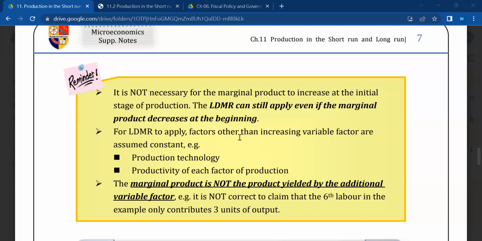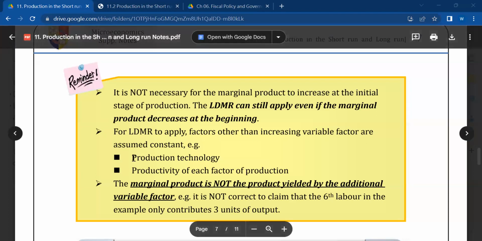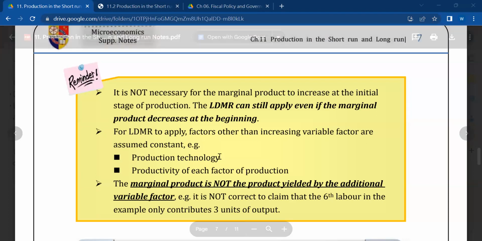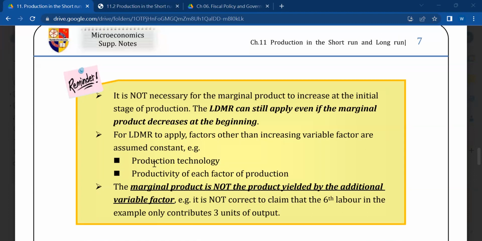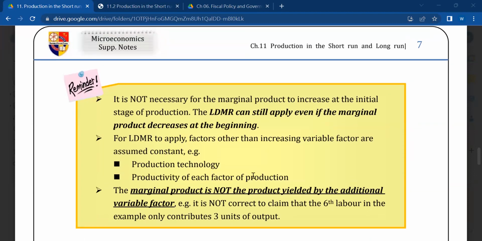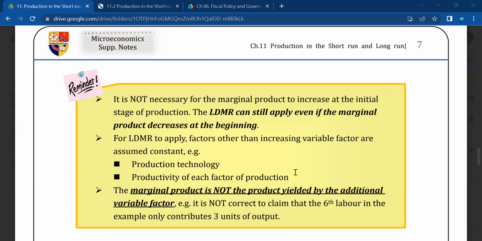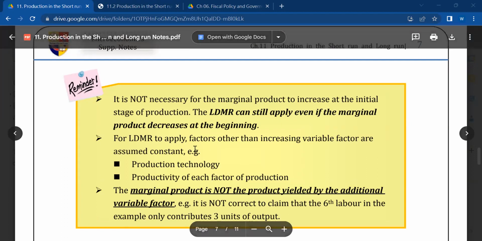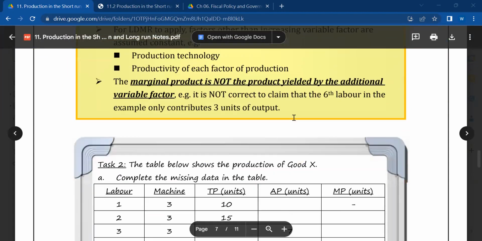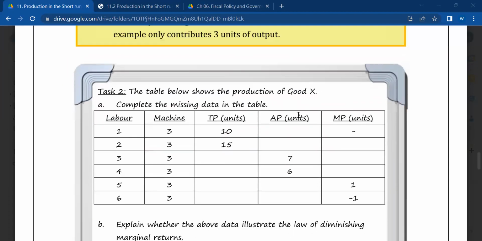Okay, so another thing you need to remember about the LDMR is that we have two assumptions. That is, production technology is fixed, and the productivity of each factor of production is fixed too. So we assume these two factors are constant. Please remember these two points.